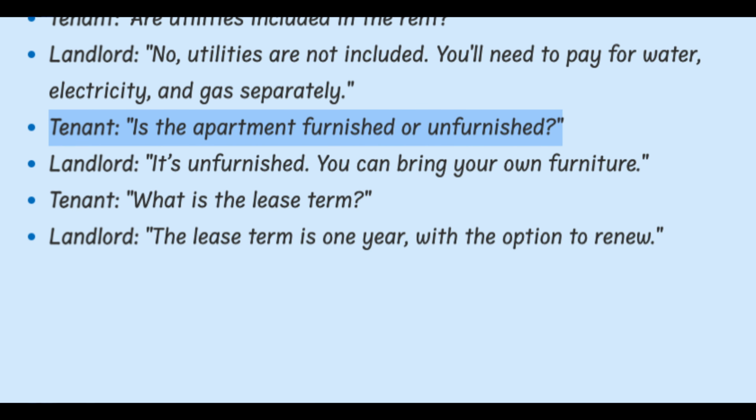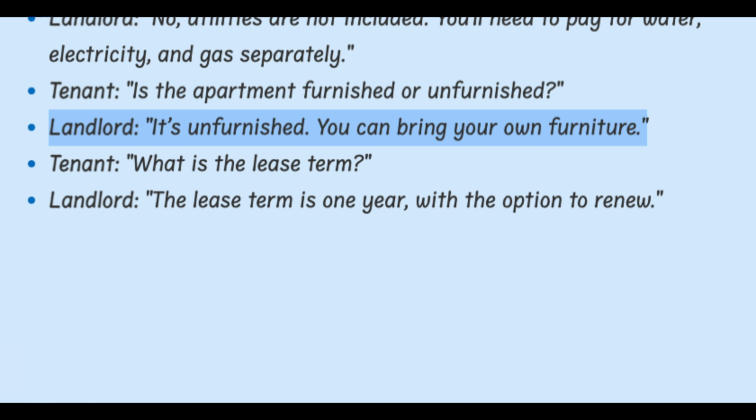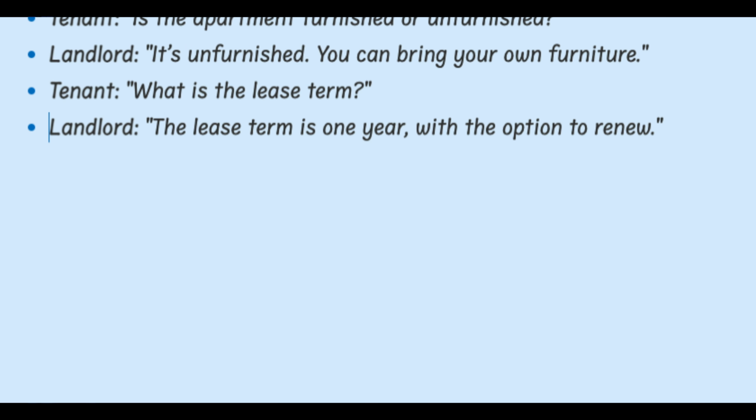Tenant: Is the apartment furnished or unfurnished? Landlord: It's unfurnished. You can bring your own furniture. Tenant: What is the lease term? Landlord: The lease term is 1 year with the option to renew.